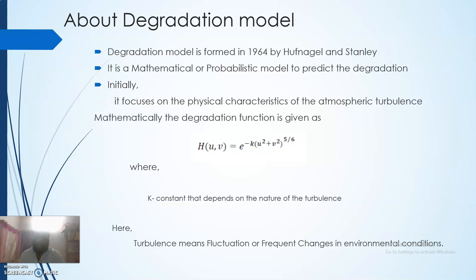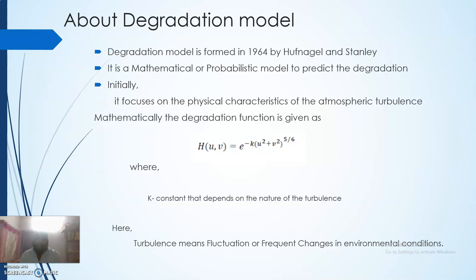This degradation model was formed in 1964 by Hufnagel and Stanley. It is a mathematical or probabilistic model to predict the degradation. Initially it focuses on the physical characteristics of atmospheric turbulence. Mathematically, the degradation function is given as h of u comma v, where k depends on the nature of the turbulence.